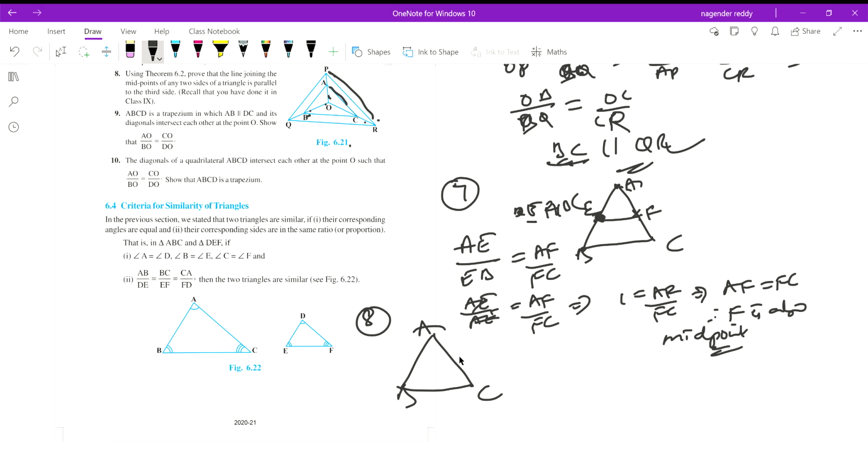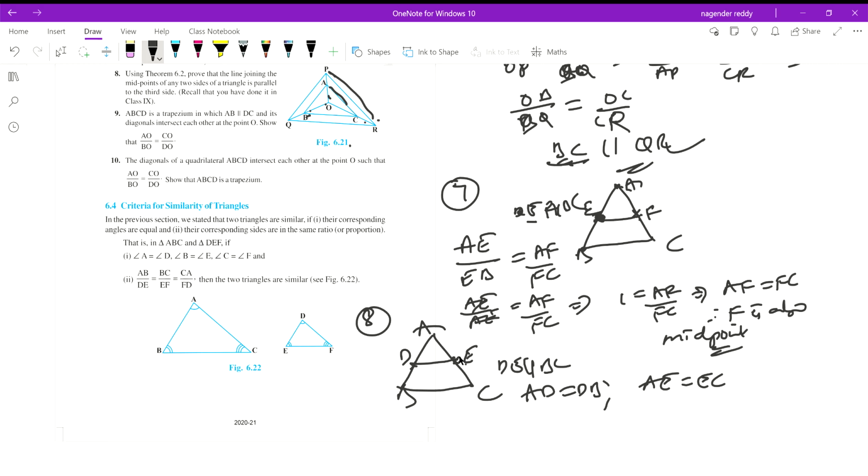In triangle ABC, D is a midpoint and E is a midpoint. He has given that D and E are both midpoints. That means I can conclude that AD is equal to DB on one side and AE is equal to EC on the other side. Now we have to prove that DE is parallel to BC.